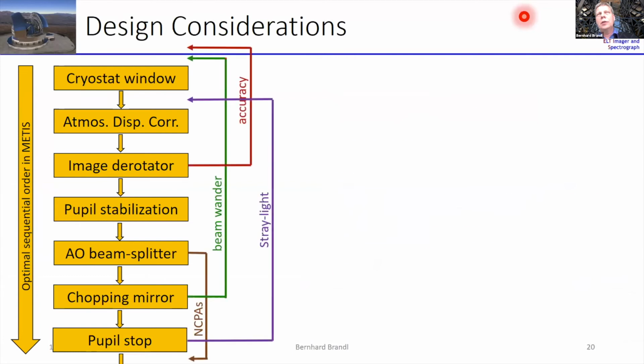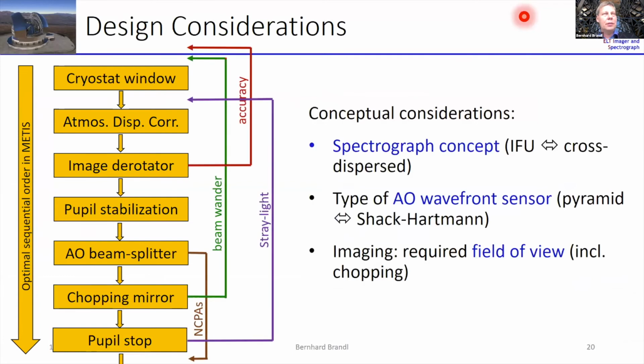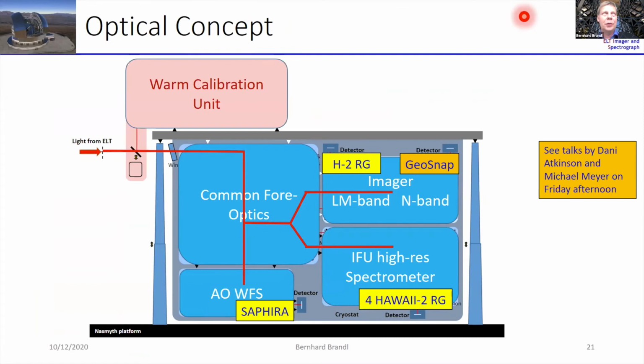Yeah, in the interest of time, I'd like to skip that slide. Although I find it very interesting, it gives you an overview of how the instrument is set up. You see the light coming in from the ELT here, and then we have the common fore optics here that does all the beam conditioning, atmospheric dispersion correction, pupil alignment, and image derotation and chopping, and then the light is split. One part goes to the AO wavefront sensor, one goes to the imager, and then one to the high resolution spectrometer. And there's also a calibration unit.